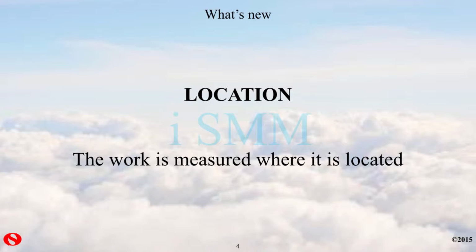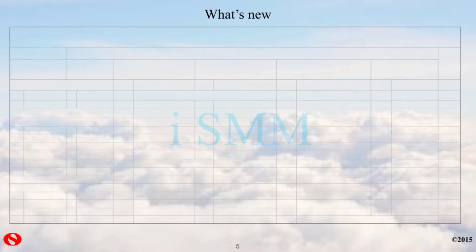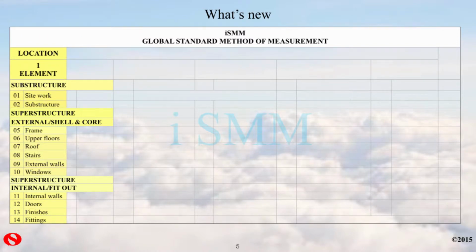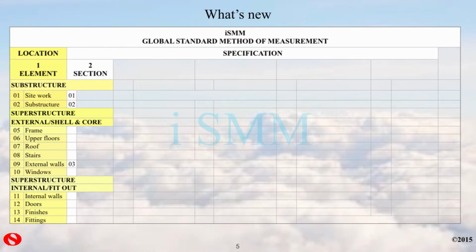The next one is that the measurement is based on location. The work is measured where it is located. It's not based on trades, and it stays where it's located throughout the whole life of the building. This is what it looks like. Here's the first section, the location, or the elements as it's sometimes called, section 1, and it's got the usual substructure and superstructure and the rest of it for services on subsequent pages, and you can see the usual format for the location of the work.